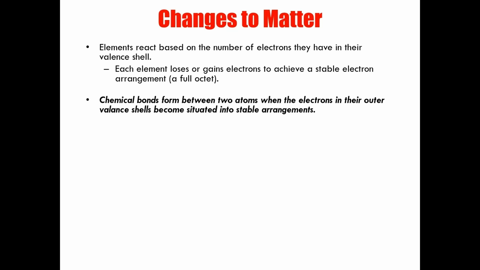Take, for example, a bond between sodium and chlorine. Sodium has 1 electron to lose, and chlorine requires 1 electron. And so these two elements, when they come together to bond, that bond will be incredibly strong, because a stable electron arrangement is created in both elements.